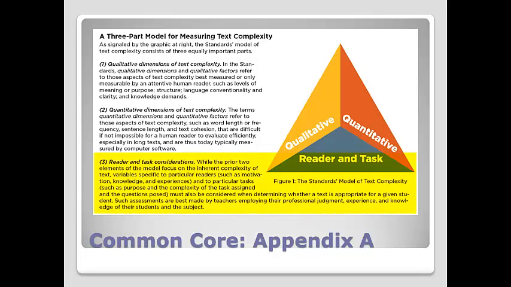And then finally, reader and task considerations. When you think of the purpose of the task, say for example, is a student reading for fun? Are they reading to read carefully and closely? Are they reading to learn? Are they reading to gather basic information? And also student motivation, or reader motivation. How motivated and how prepared is a student to read the information that you're putting in front of them? So the Common Core Appendix A offers you basically a 3-pronged approach to look at readability of texts.